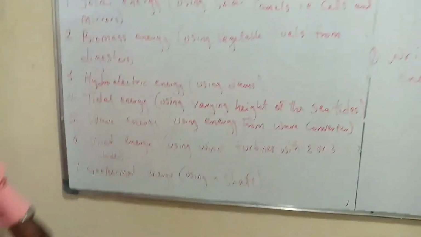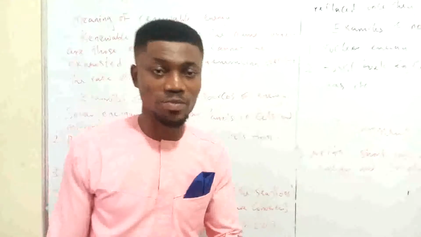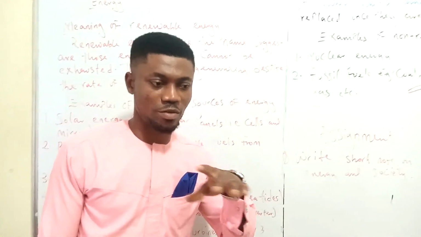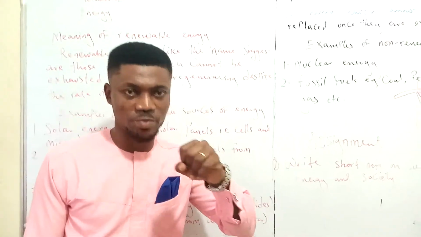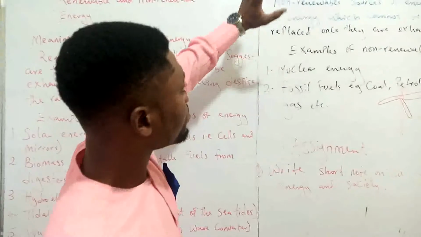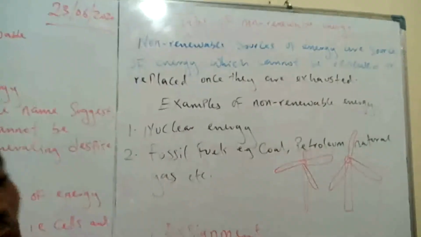geothermal energy, using a shaft. Now you know thermal energy has to do with what? Boiling energy. When the molecules of a given liquid boil. So now we have what? Geothermal energy. Okay. Now let us also look at types of non-renewable energy.